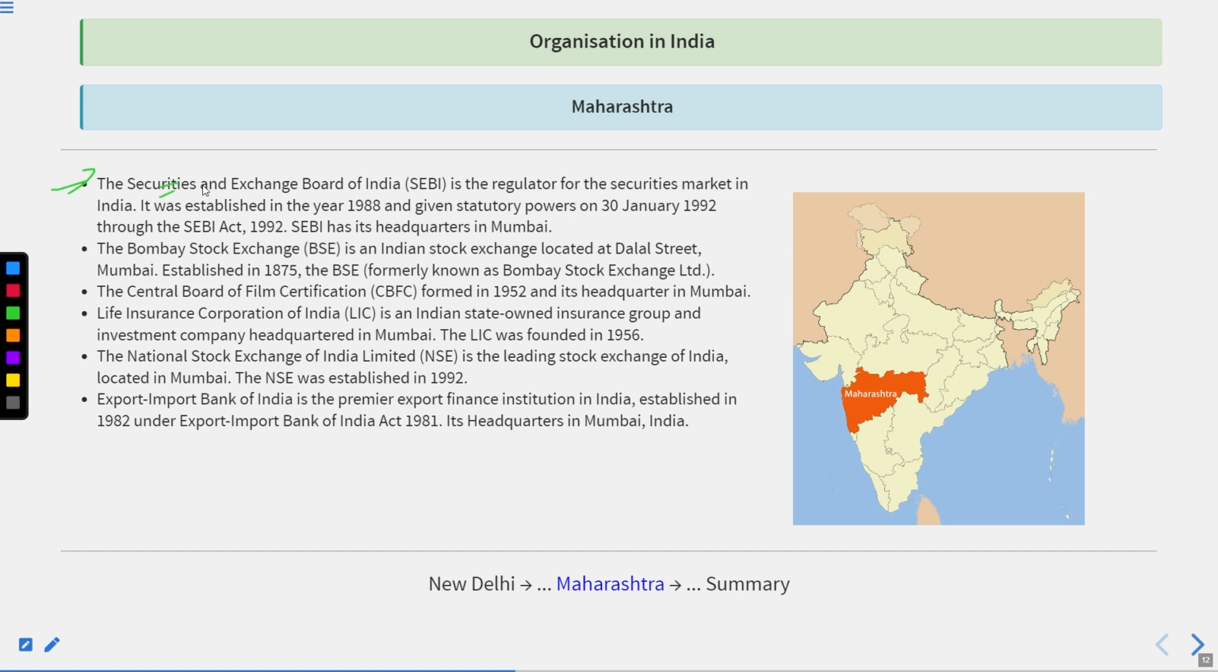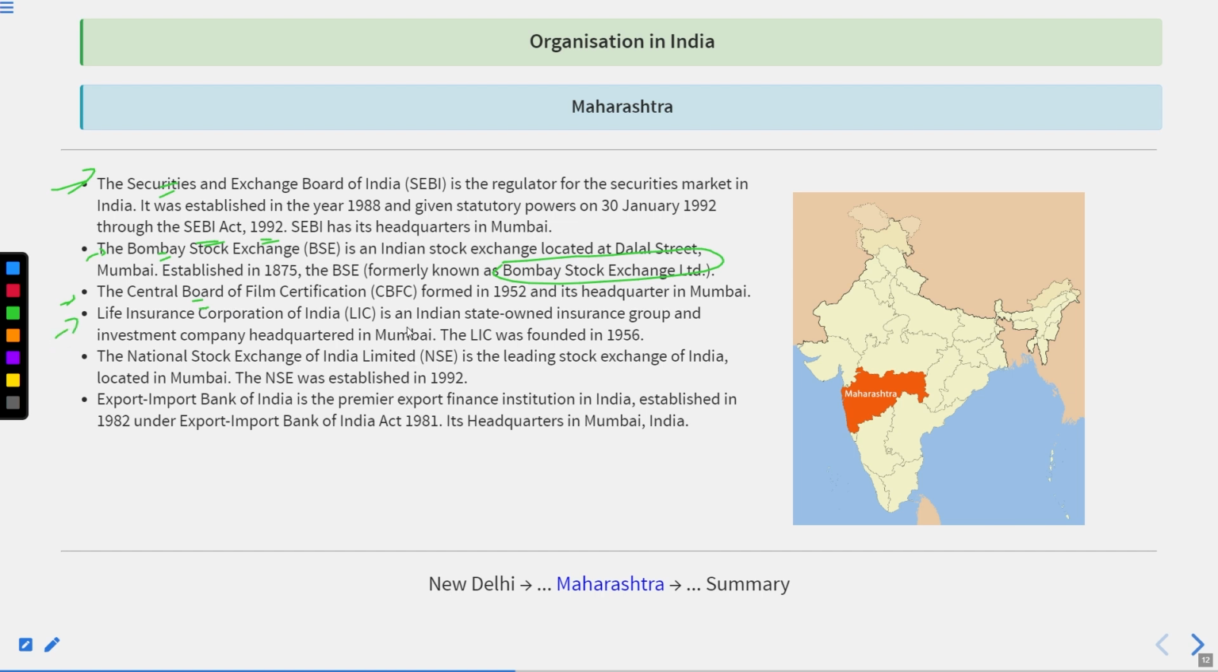Then we have the Securities and Exchange Board of India, SEBI. The regulator of the securities market in India was established in 1988 and given statutory powers on 30th January 1992 under the SEBI Act 1992. The BSE, formerly known as the Bombay Stock Exchange Limited, is the Indian stock exchange located at Dalal Street, Mumbai, established in 1875. Central Board of Film Certification, CBFC, formed in 1952, has its headquarters in Mumbai.